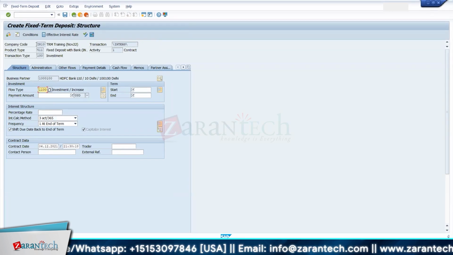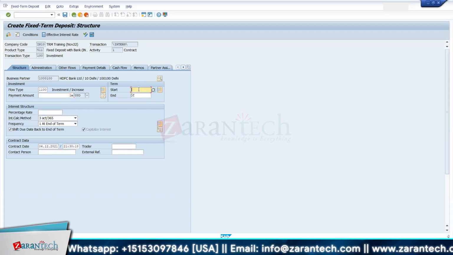Now understand, here we have given company code, product type, transaction type. The number range will be internal. Then here, when I create the fixed deposit deal, we have a structure here first, administration, other flow, payment details, cash flow, memos, all these different tabs. So the first tab is called structure, wherein I will update the basic information. You can see here my business partner is HDFC, where I'm going to create the fixed deposit. So what would be my amount of fixed deposit? Suppose this is my 1 million.